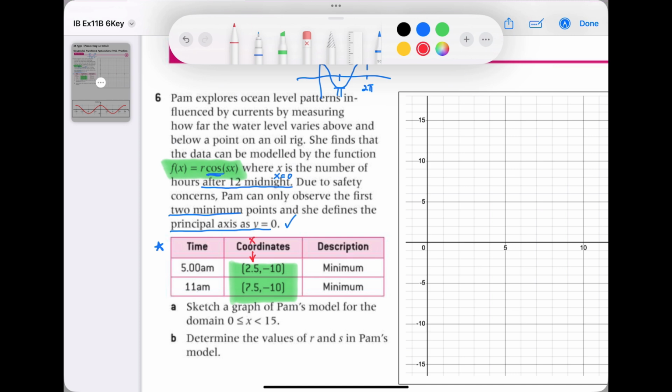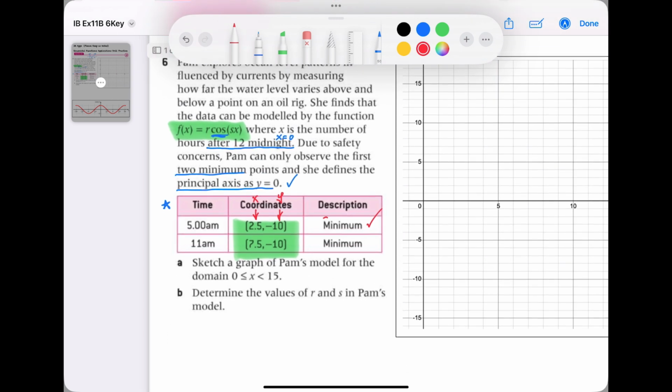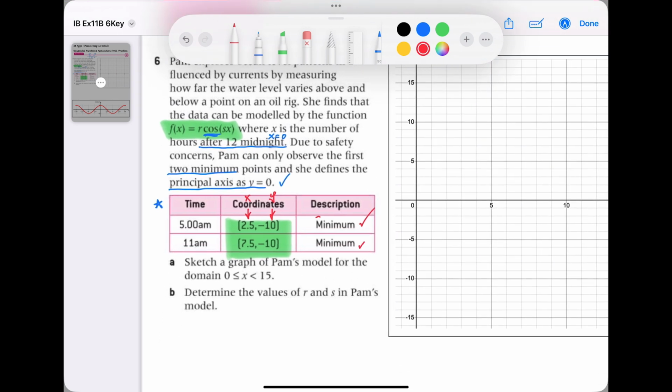Now, given those two, you got to make sure, hey, Ms. said that it's a coordinate. The first one is my x value and the second one is my y value, which makes sense. The y value, it is my minimum, -10. Now, let's talk about that. Minimum to minimum, hey, that is a period. From this information, we know about that.